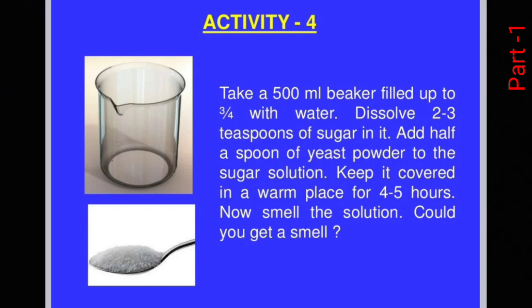Now you have to observe it, and after that you have to smell that solution. Will you get any smell? So you have to observe it, and what you will get is the smell of alcohol. You will get a different smell as the sugar has been converted into alcohol.